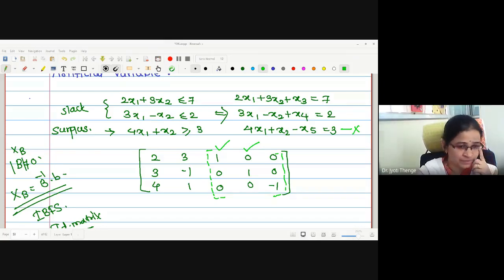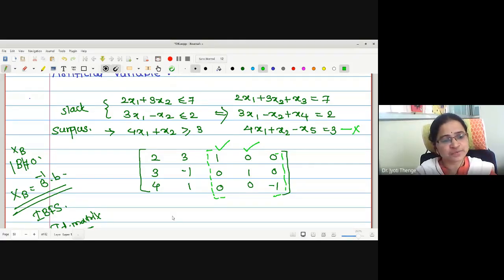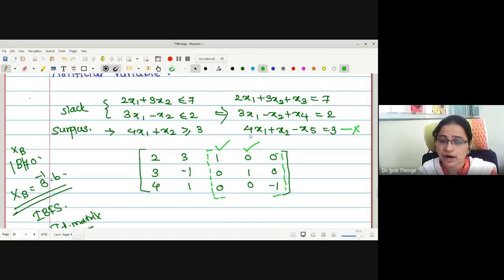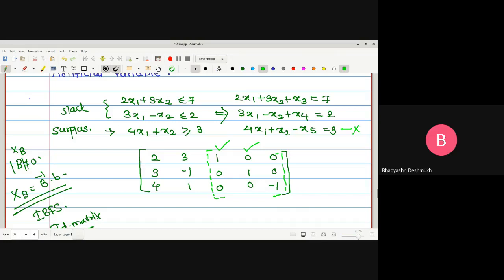Yes, where were we? What adjustment can I do if I want to convert this third column 0, 0, minus 1 to 0, 0, 1? What idea comes to your mind? We can multiply by -1. Good. The third row, the third equation, should be multiplied by negative.